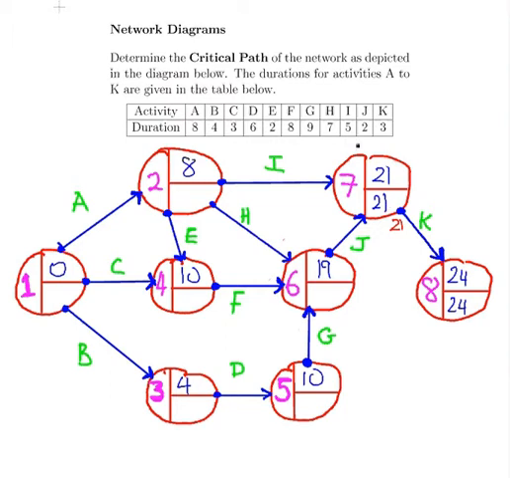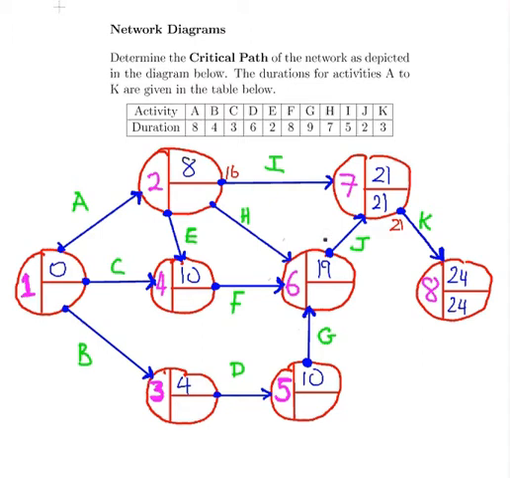Okay. Now, let's look at the arrows that are pointing into node 7. What will be the latest finish, looking through activity I and activity J? Well, first off, activity I. What's 21 minus 5? That is 16. So I takes 5 time units, and I'm subtracting 5 from 21 to get 16.